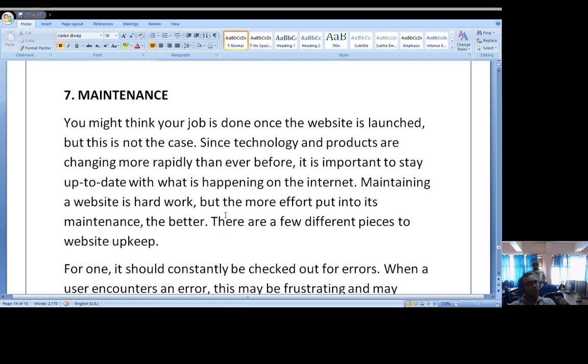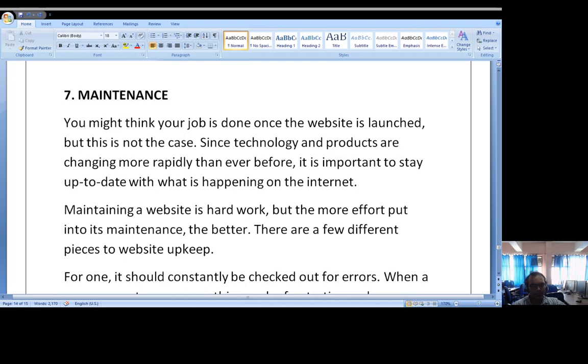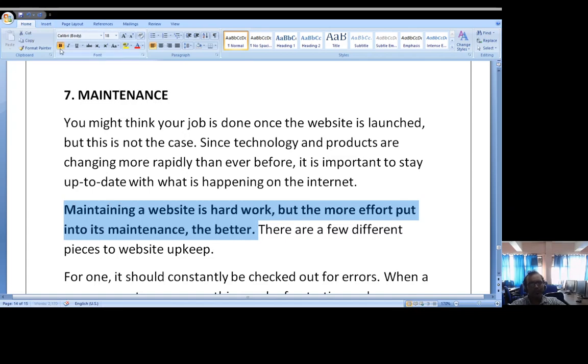Next, the future purpose of our website. Once we are done with our job and our website is launched, it needs regular updates according to user demand. These user demands always help us to maintain a website, and maintaining a website is very hard work, but the more effort we put into this, the better the result will be.